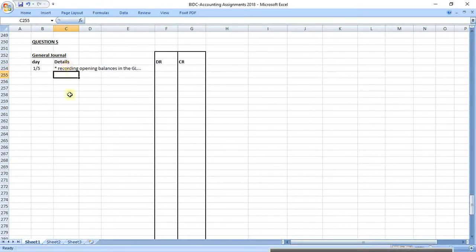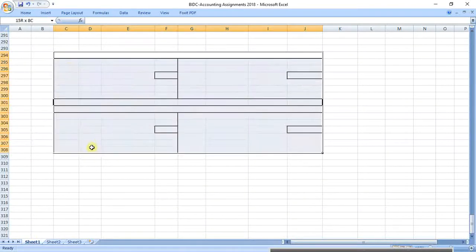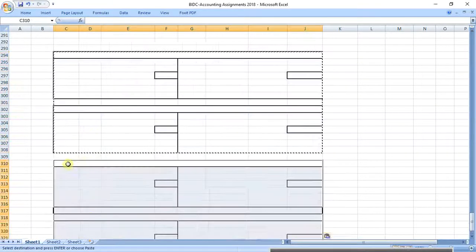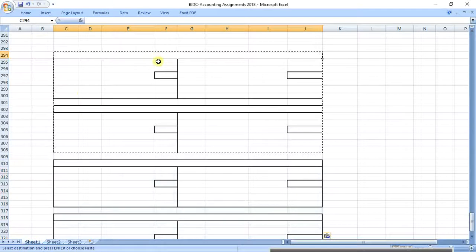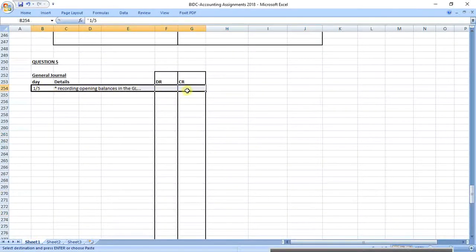Okay, so now we can actually draw up our T accounts. See, that helps us with the question, because now we can call them what they are. Recording opening balances in the general ledger, that's what 1.5 is telling you. So let's do the general ledger now.